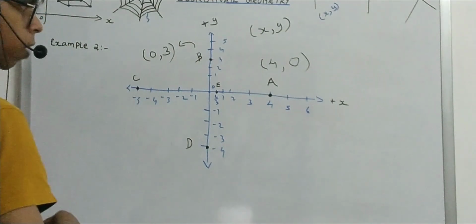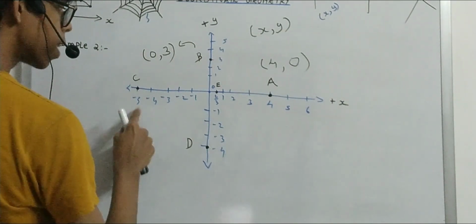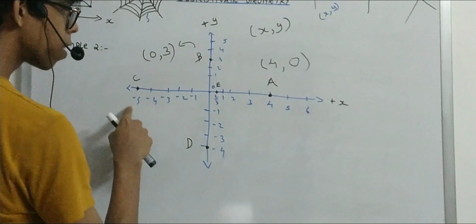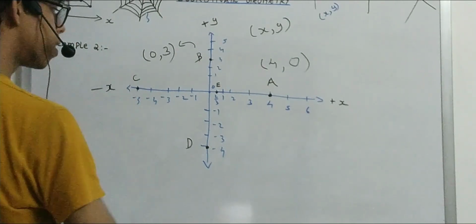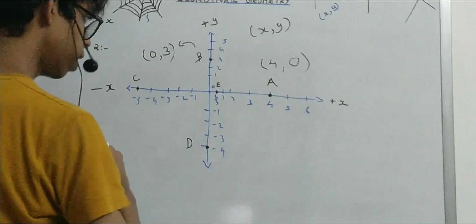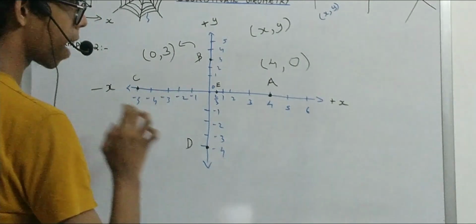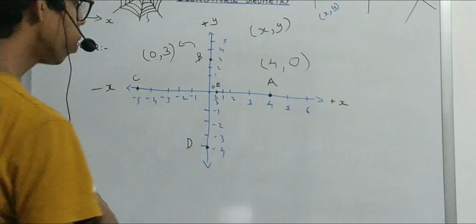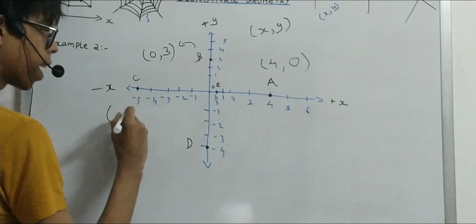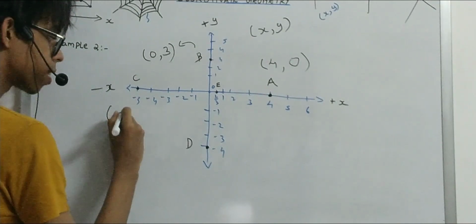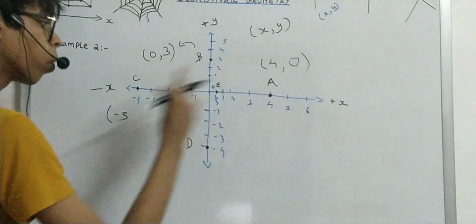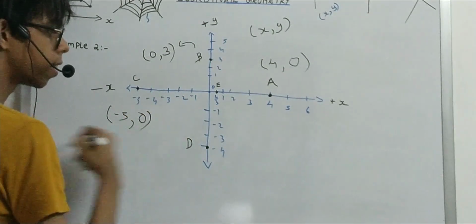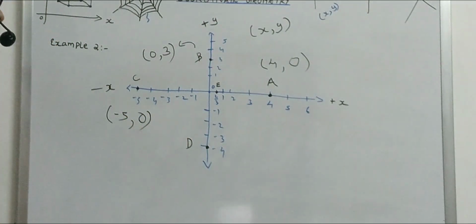Now just see the C one. Now this point C lies on -5, and where is this -5 present? This -5 is present on the negative x-axis. That means it lies only on the x-axis. It does not lie on the y-axis. So I can write -5 for the x-coordinate. Since this does not belong to any point on the y-axis, we can write a 0 over here. Okay, I hope it is clear.